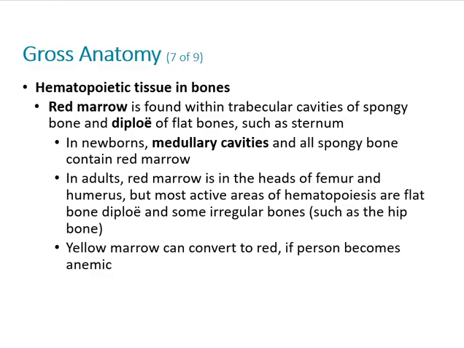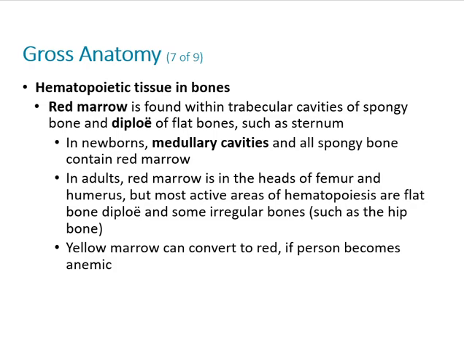Let's finish up with talking about hematopoietic tissue in bone and then bone markings. So when it comes to gross anatomy, we're looking at things both inside and outside of the bone. Red marrow is one thing you could find inside of bone, found within trabecular cavities of spongy bone, or the diploe of flat bones, such as the sternum.